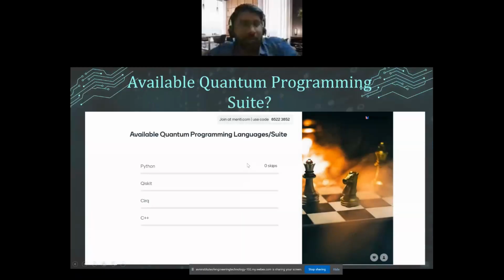Okay. Can you list what are all the quantum programming languages or suites available right now? For example, as of now, what are the quantum programming suites or languages available? Either Python, Qiskit, C++.